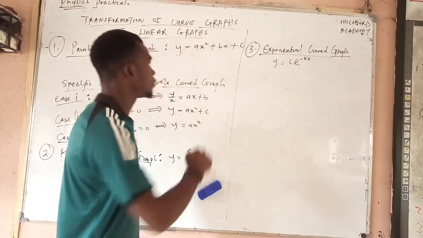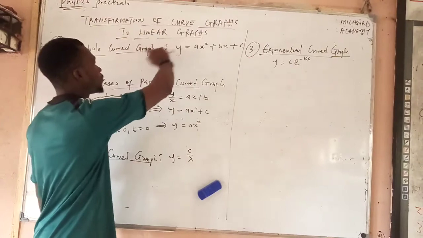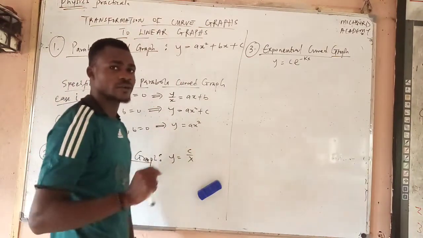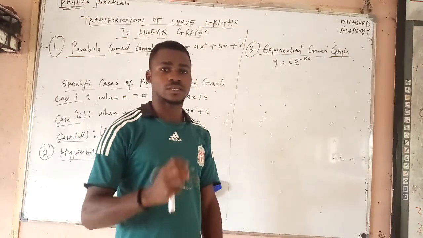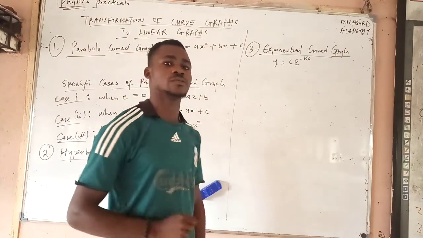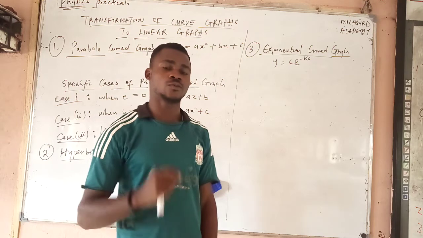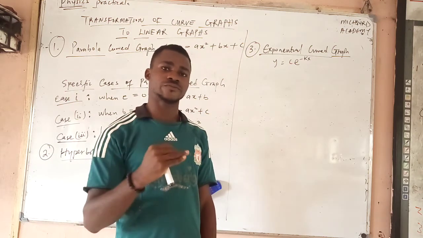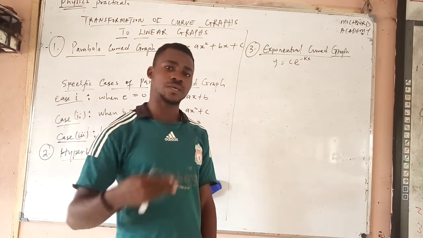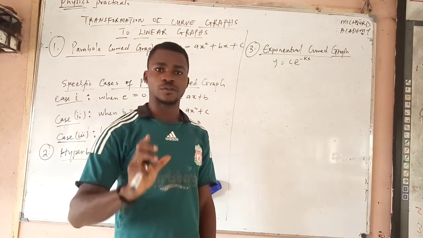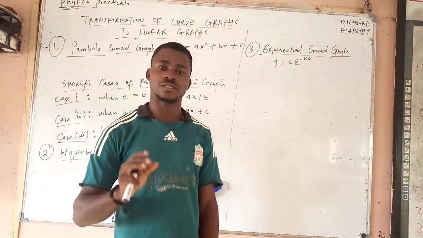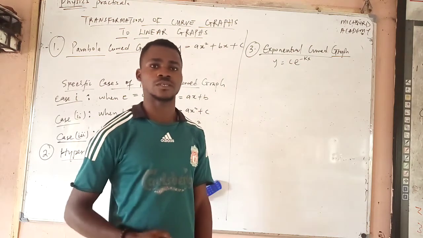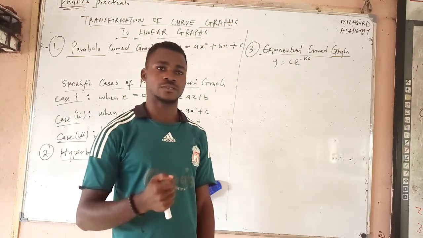We are going to be looking at the transformation of curve graph to linear graph. Okay, so we have seen that the linear graph is more easily analyzed compared to the curved graph. So we want to see how we can transform these curve graphs to be in the linear form so that we can easily analyze them and get the slope and intercept from the equation. Okay, are you ready? So let's go.